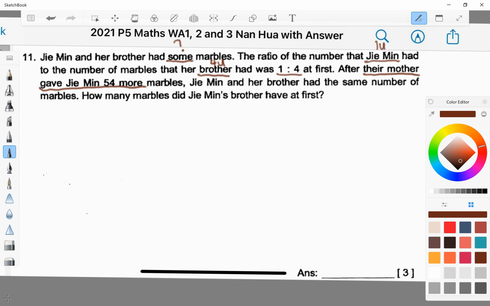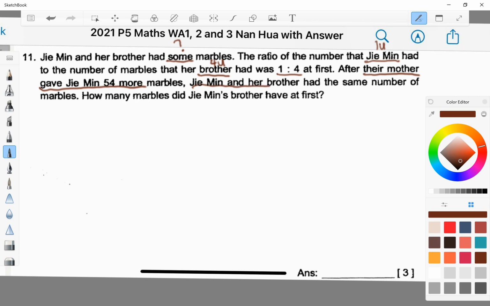But this question itself is extremely simple. It is really just their mother giving one character, which is Jie-min, 54 marbles. Which is why this is called one item unchanged. As in, the only character that changed is Jie-min. And her brother's marbles didn't change. Okay? So the question said that Jie-min and her brother had the same number of marbles in the end.